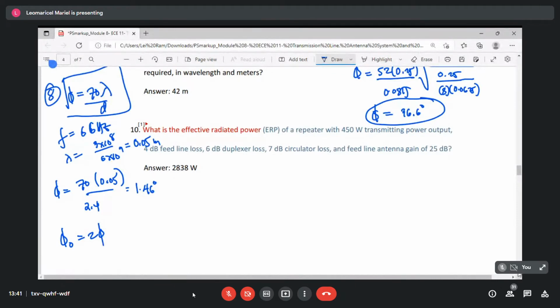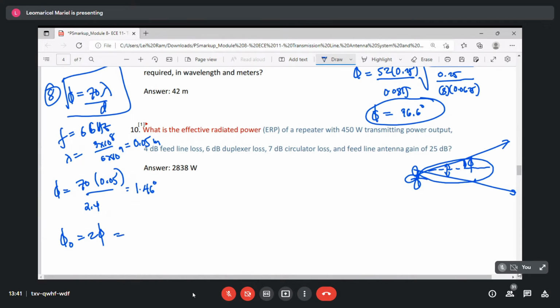Because for our beam width, let's say for example I have here the radiation footprint. We said this is our 3 dB point. This is your center line. This is what we call the beam width. And this is what we call the beam width between two nulls. Since it is symmetrical, the value of the beam width between two nulls will be twice the beam width that you get.